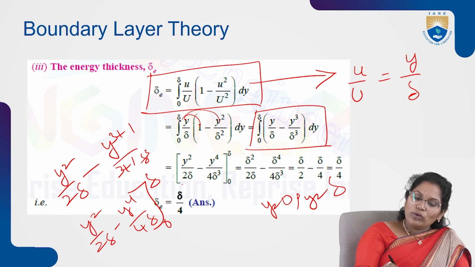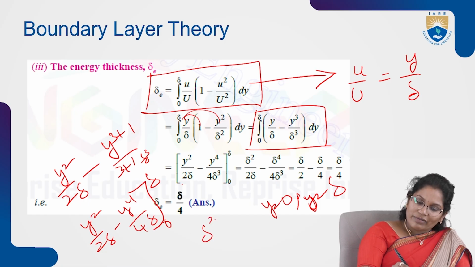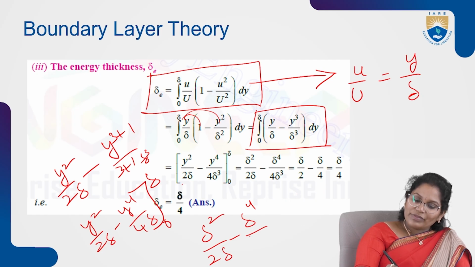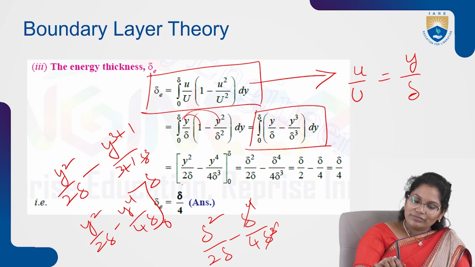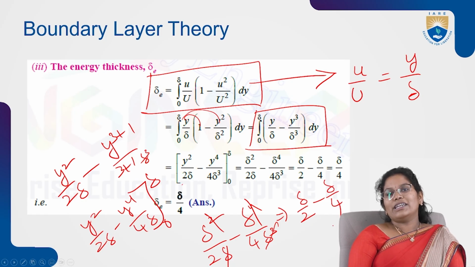Right? So when you place delta in place of y, you will get y square by 2 delta minus y to the power of 4 by 4 delta cube. So this will become cancelled, and here delta will be there. This is complete, and here also 1. So what will the equation become? Delta by 2 minus delta by 4.